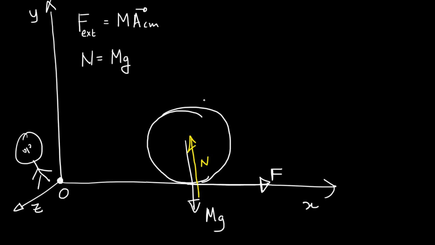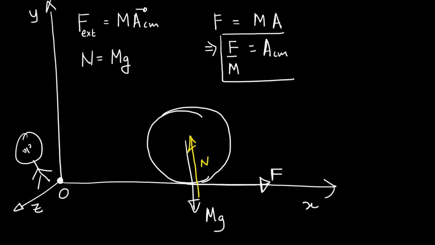Okay, and in the x direction, F is the only force in the x direction, equal to mass times acceleration in the x direction. This implies F, which is given in this problem by the way, divided by m is equal to the acceleration of the center of mass. Done. So already we have predicted the acceleration of the center of mass. It seems to be a constant.